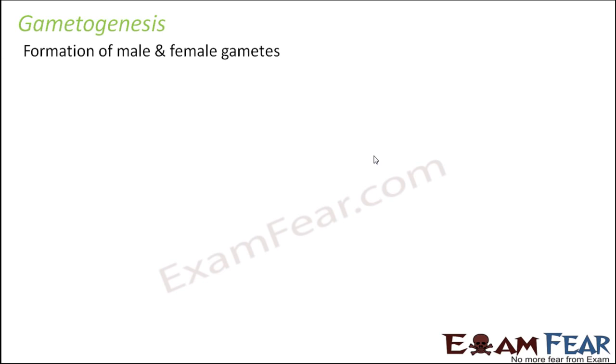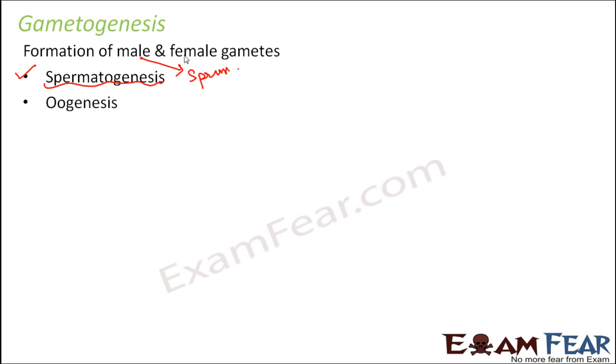So gametogenesis is the formation of male and female gametes. In this case, what is the male gamete? Male gamete is nothing but sperm, and the process of formation of sperm is known as spermatogenesis. The female gamete is egg or ovum, and the process of formation of egg or ovum is called oogenesis. So in gametogenesis, we'll basically talk about these two. First, we'll discuss spermatogenesis and then we will discuss oogenesis.